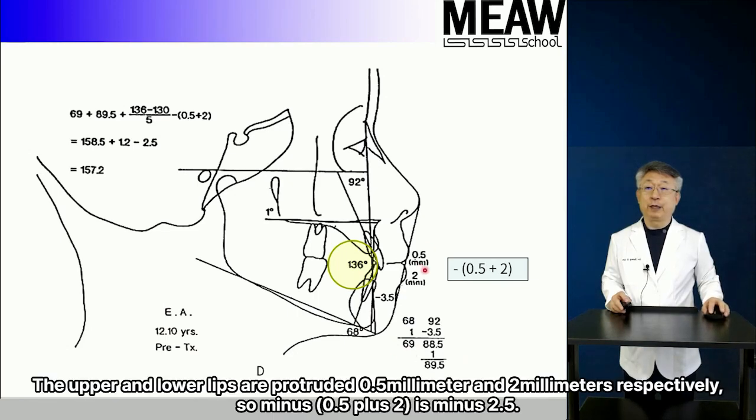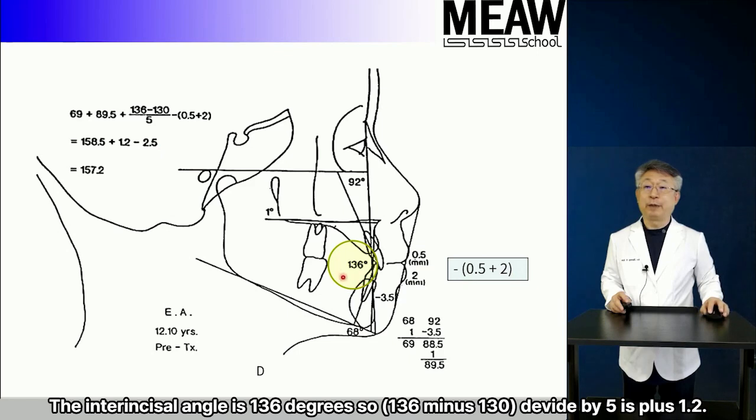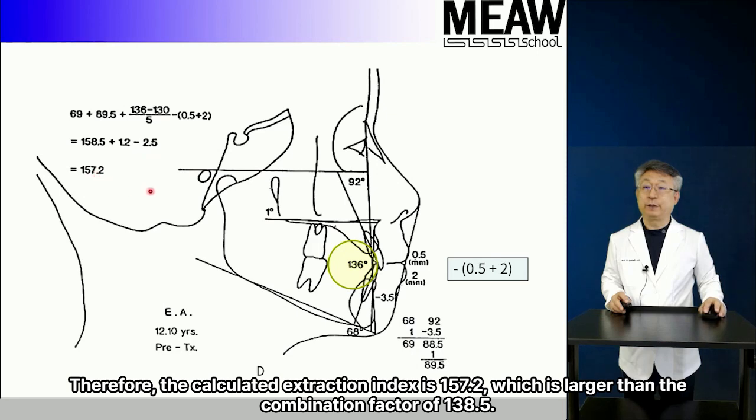This is a patient with ODI 69 and APDI 89.5. The upper and lower lips are protruded 0.5 mm and 2 mm respectively, so minus 0.5 plus minus 2 is minus 2.5. The interincisal angle is 136 degrees, so 136 minus 130 divided by 5 is plus 1.2. Therefore, the calculated extraction index is 157.2, which is larger than the combination factor of 138.5.